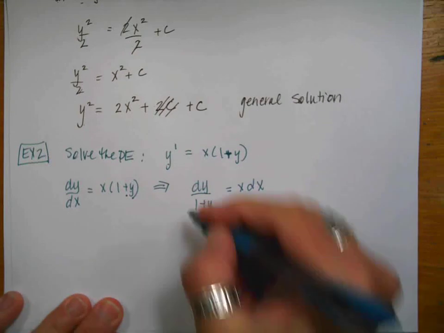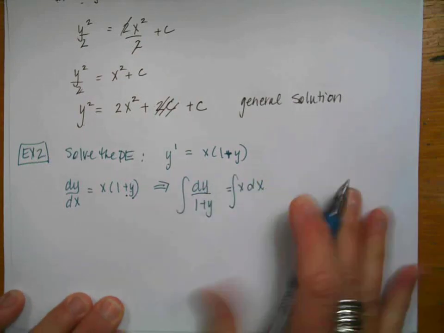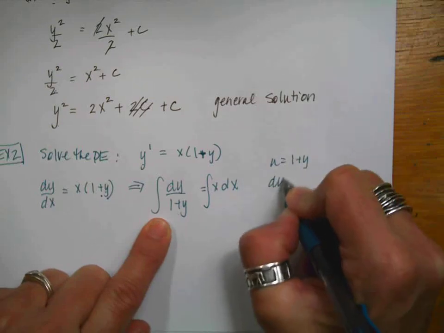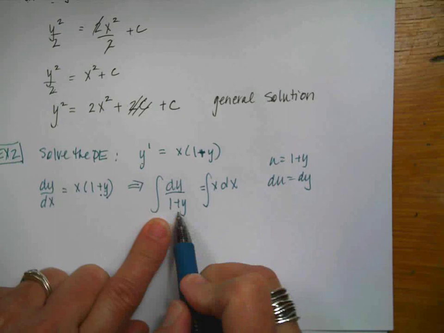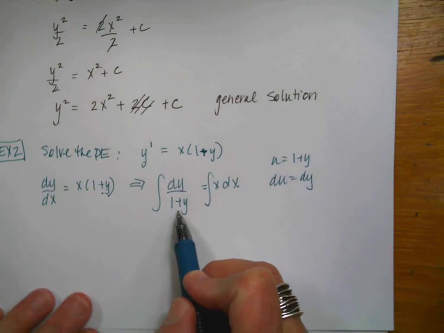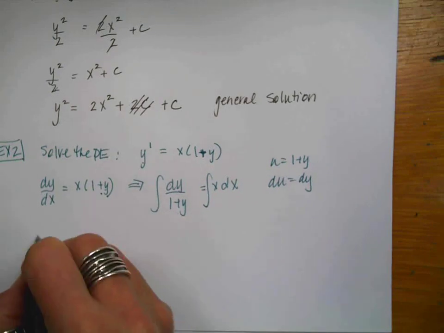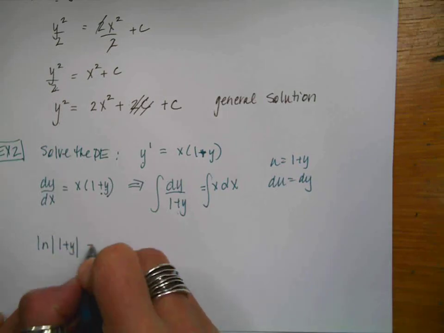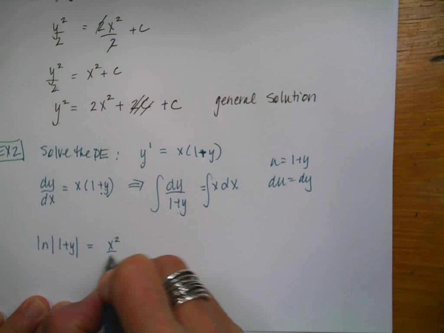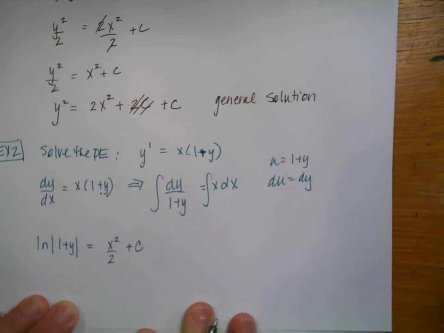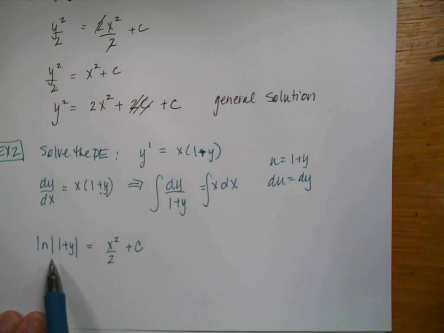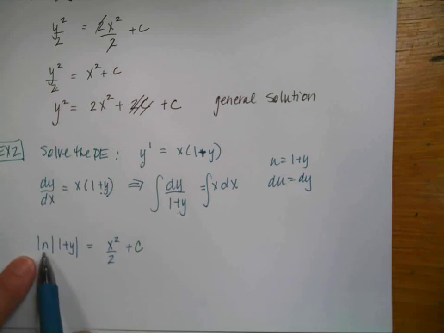And I'm going to do u substitution for this one, so when I get ready to integrate both sides, I'm going to show you that u is equal to 1 plus y. My du is dy, so I don't have to introduce anything. So on the left-hand side, I'm going to get the natural log absolute value of 1 plus y is equal to x squared over 2 plus c. So this is where the problem gets a little bit entertaining. I need to solve for y.